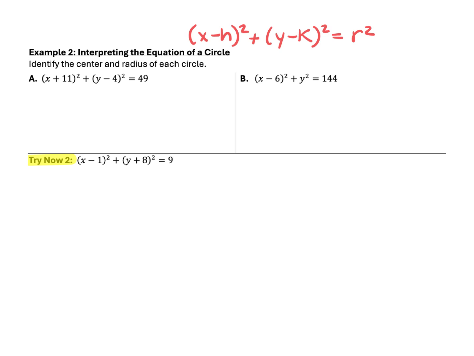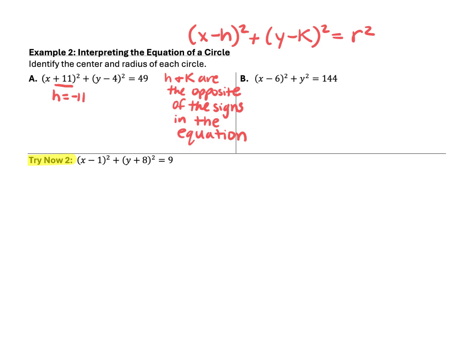h and k are going to be the opposite of the signs in the equation. Here we can see that there's a plus 11. That means that our h is actually the opposite, negative 11. And y minus 4 means the k is a positive 4. And then this 49 is not the r, that is the r squared.